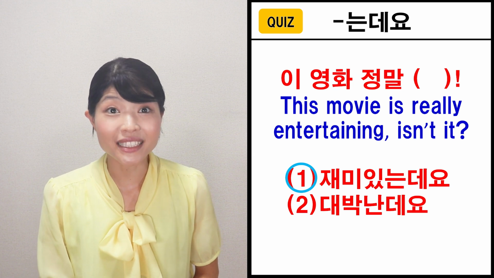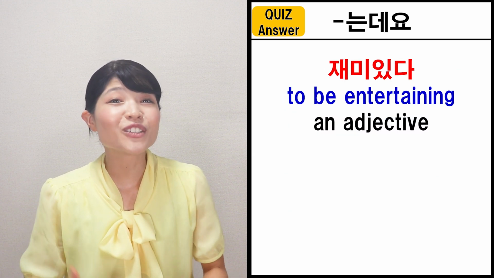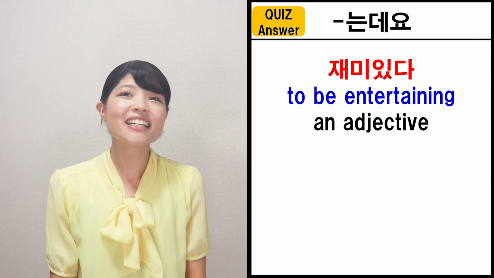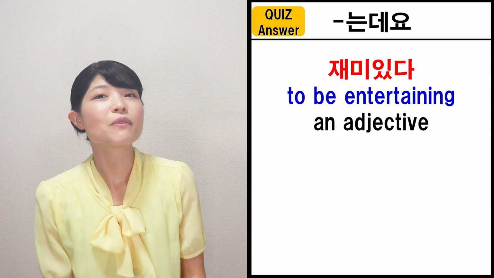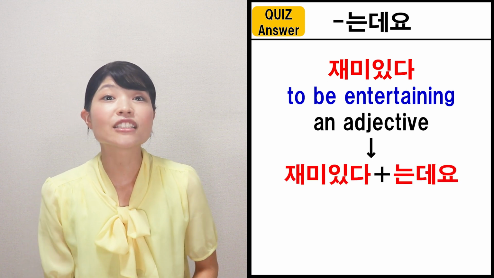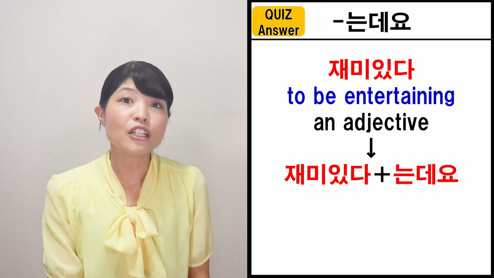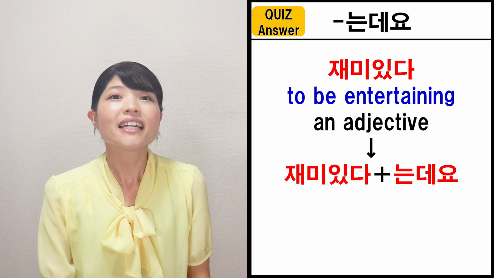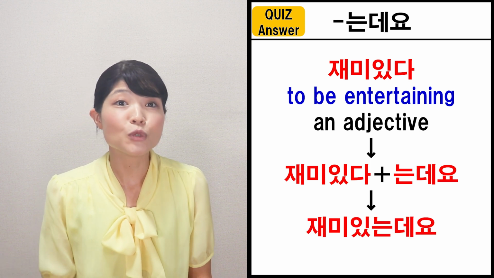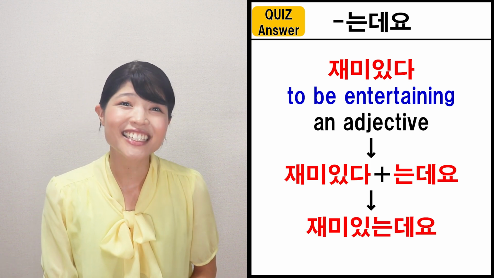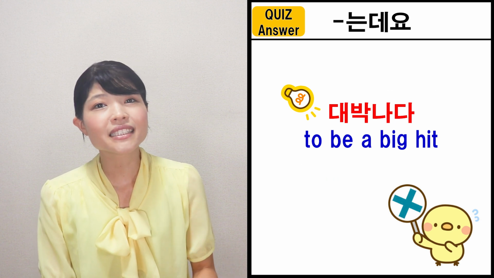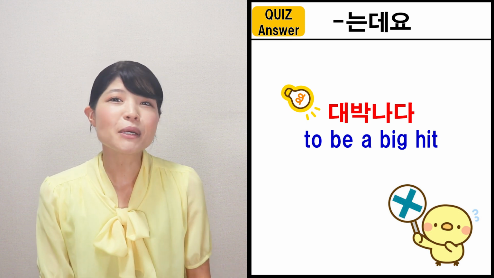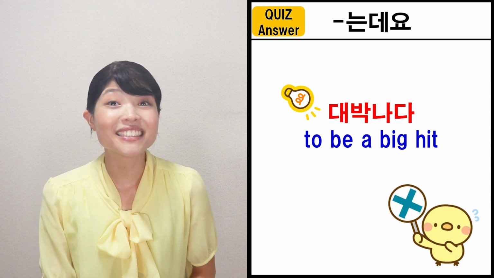So it's pattern 1. 재미있다 is to be entertaining, and it is an adjective. However, the ending of the word is 있다, right? So you conjugate it as a verb, 는데요. Here, you have to speak politely, so you add 요 as well to make 재미있는데요. This movie is entertaining, isn't it? The number 2 is wrong because 대박나다 means to be a big hit. But Korean people love this word, so please memorize it too.